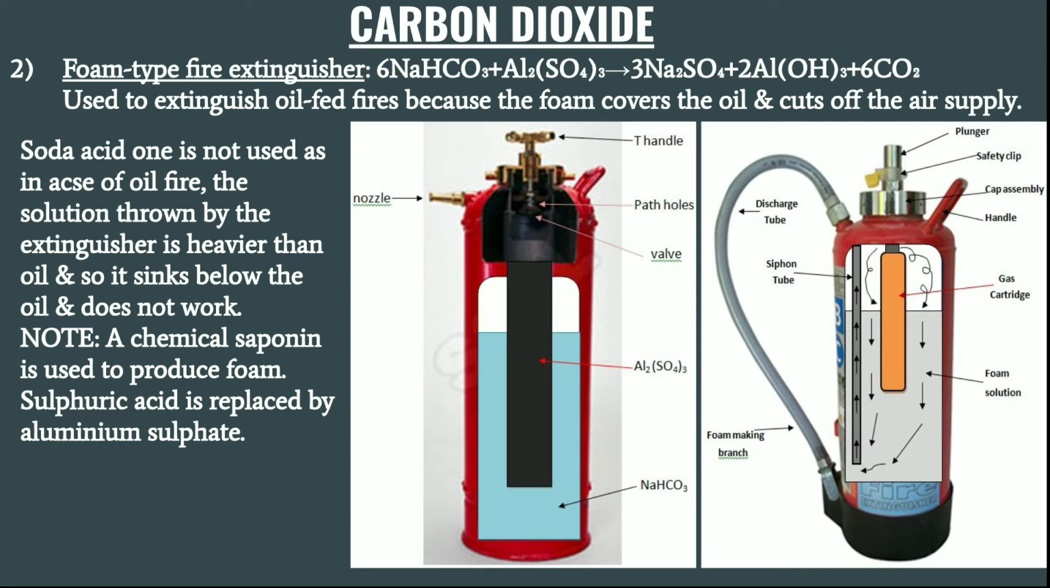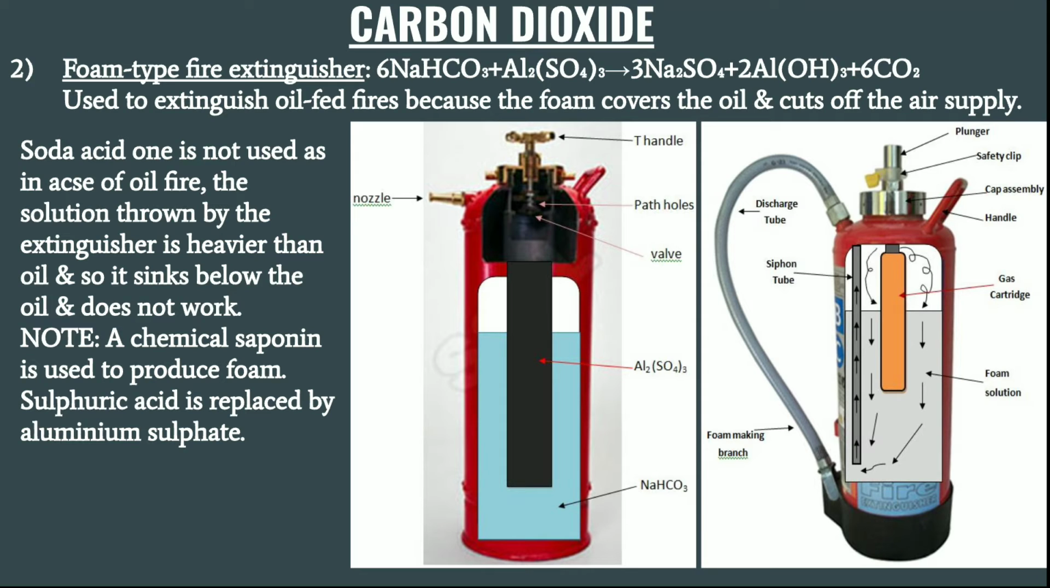The same type of container is used. Baking soda, sodium bicarbonate, is placed in the main container, and aluminum sulfate is kept in another bottle, which is immersed in the sodium bicarbonate. When the fire breaks out, we hit hard the handle, and the aluminum sulfate will come out and mix with sodium bicarbonate to produce sodium sulfate, aluminum hydroxide, and carbon dioxide in the form of foam.